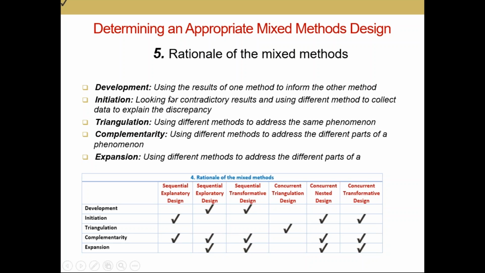So development rationale means that you are using the results of one method to inform the other method. As you can see here, this is quite good for when you are using sequential exploratory design. Most of the time when you are developing an instrument, first you interview participants, you gather all the information, you develop themes, and based on the themes you come up with concepts, and then can develop instruments to measure those concepts. So we call it a development rationale because you are developing instrument based on the qualitative information that you collected from participants.